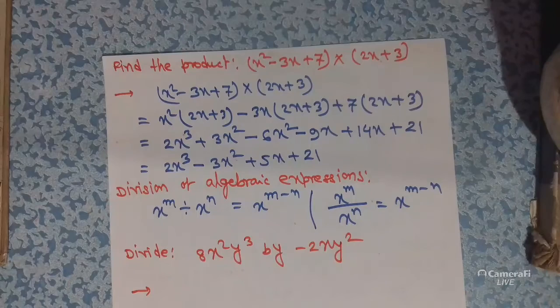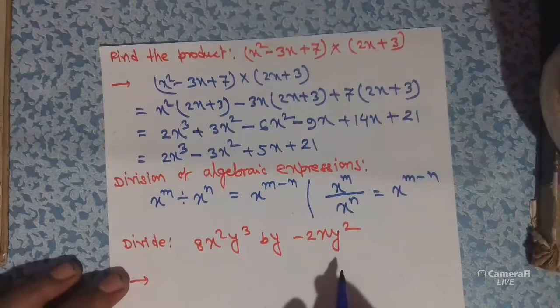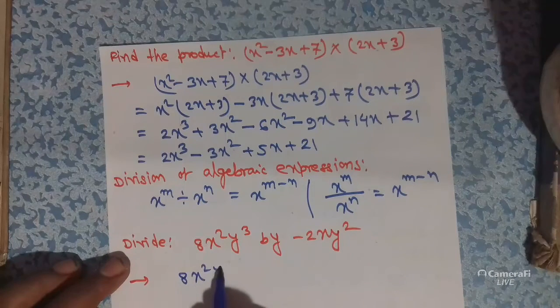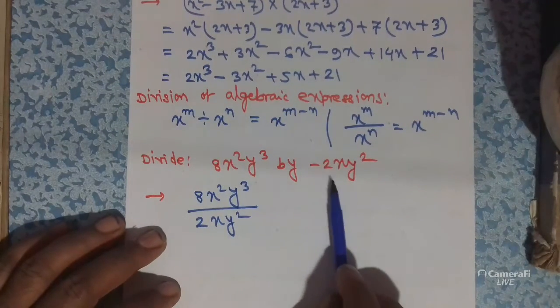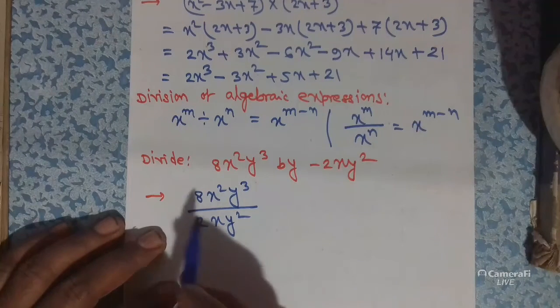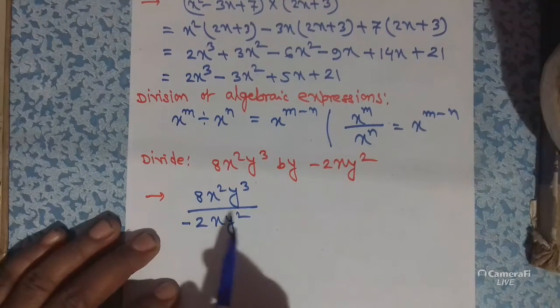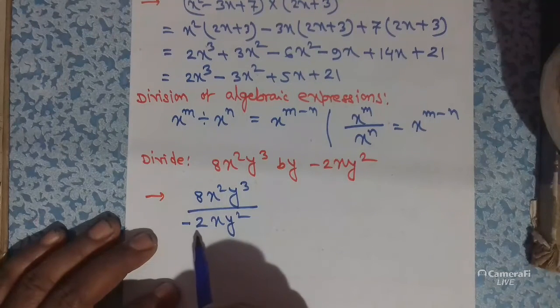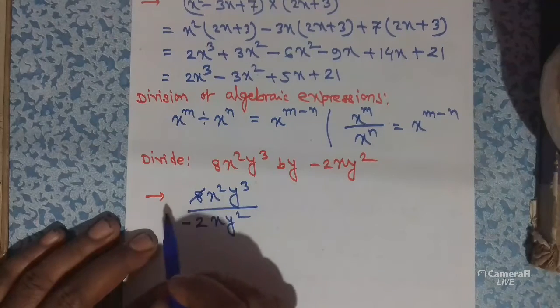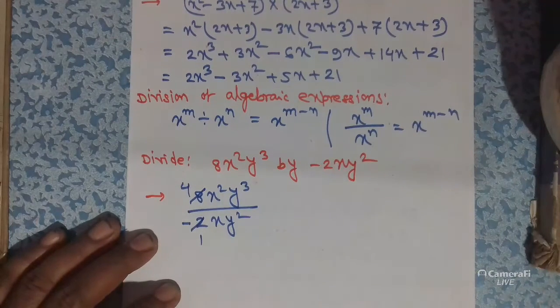So at first we can write these numbers like this: 8x square y cube by minus 2xy square, because we have to divide 8x square y cube by minus 2xy square. Here at first we have to divide 8 and 2, because you can see that the numerator is 8 and the denominator is 2. So if we divide 8 and 2 by a common number, that is 2, 8 divided by 2 is 4 and 2 divided by 2 is 1.